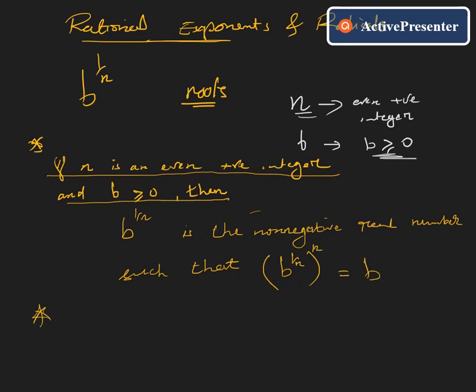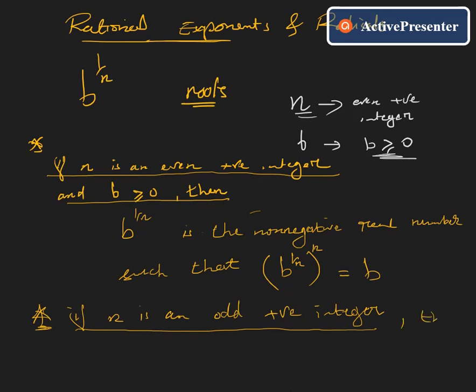The other case: if n is an odd positive integer, then b to the power 1 over n is the real number such that b to the power 1 over n, all to the power n, equals b.